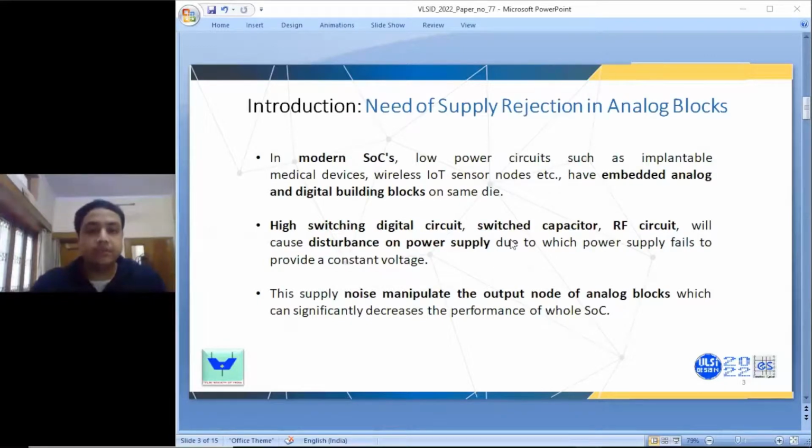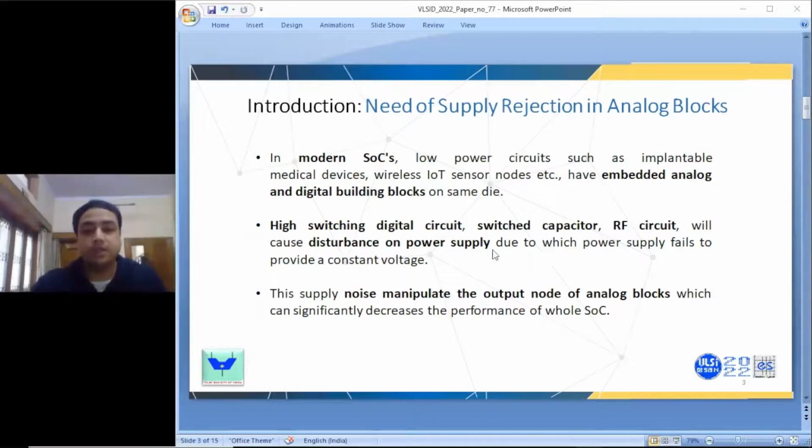So in the introduction, we know in modern SoCs, we are embedding all the different blocks like analog blocks, digital blocks, RF blocks in one single chip, right? And we know these high frequency blocks like RF circuits and digital circuits are switching rapidly and creating some disturbance on the power supply because they are taking a lot of current, and the current is going up and down.